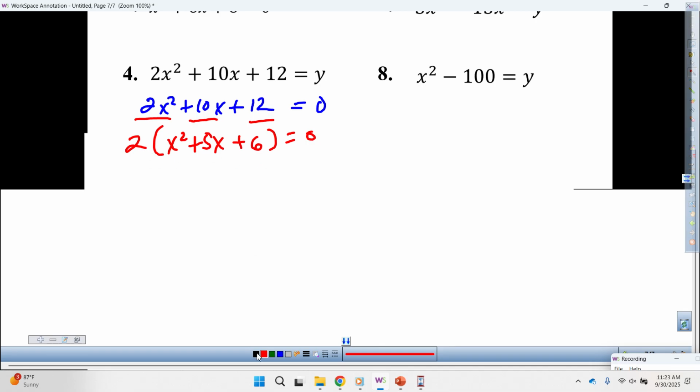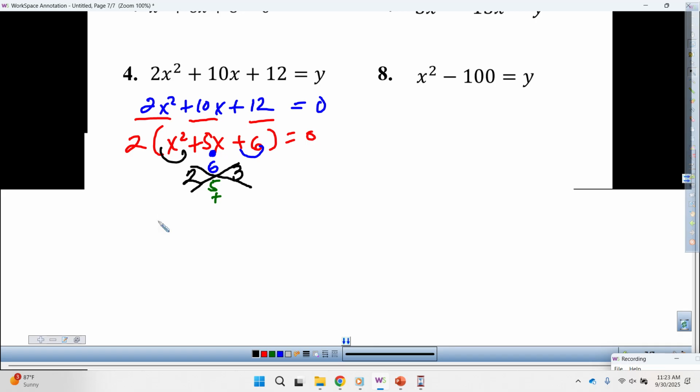Next, inside of the parentheses, one number goes on top, the 6. One number goes underneath, the 5. So what two numbers multiply to give me 6 that, when you add them, give us 5? 2 and 3.